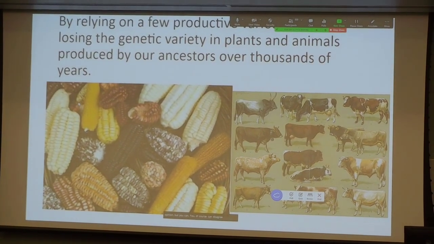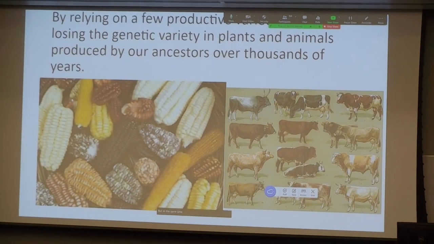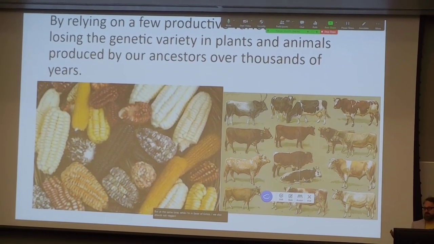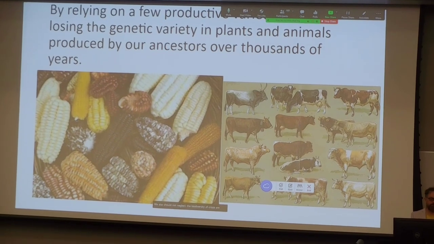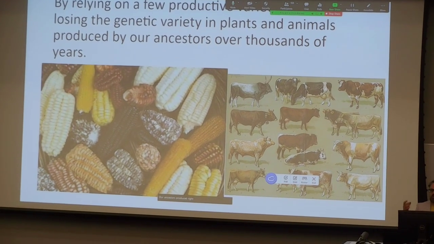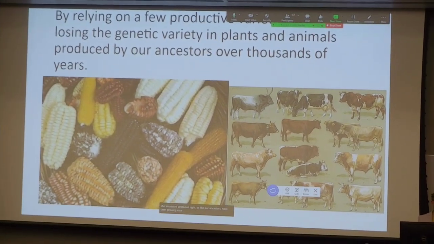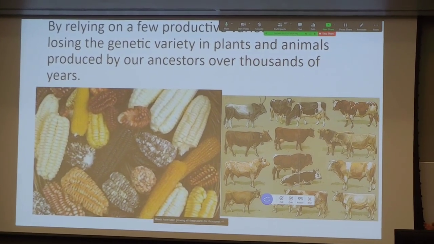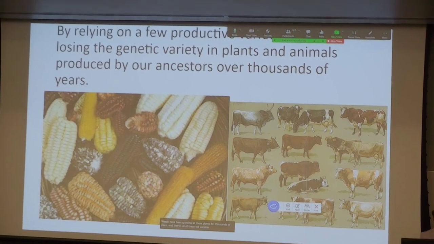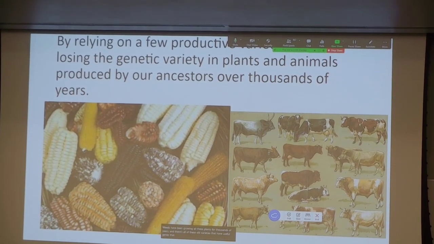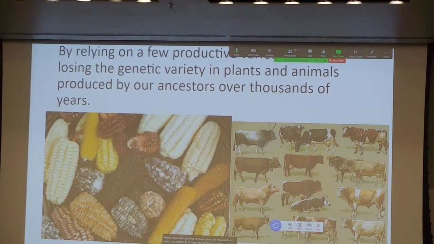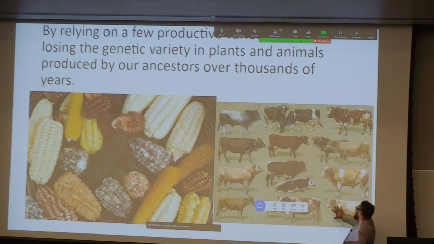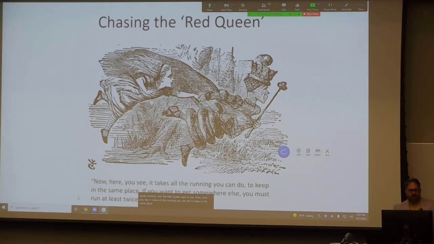But at the same time, while I'm in favor of GMOs, we also should not neglect the biodiversity of crops our ancestors produced, right? Our ancestors have been growing corn, growing wheat, growing all these plants for thousands of years, and there are all these old varieties that have useful genes that could be beneficial in a hotter or drier climate or wetter climate. And even with cattle breeds, some of these cattle somewhere else you must run at least twice as fast.